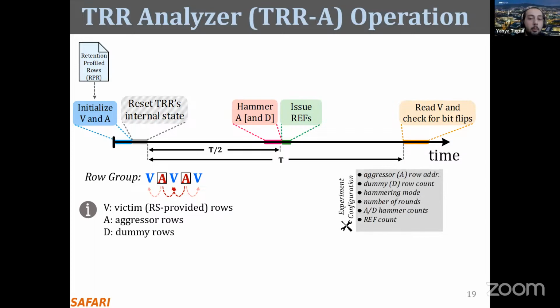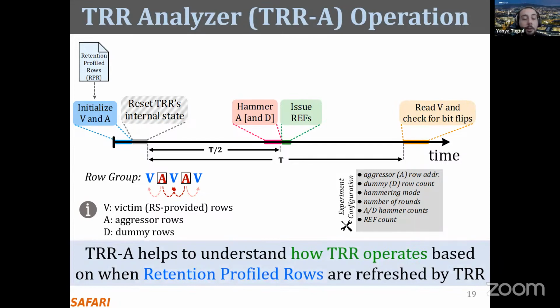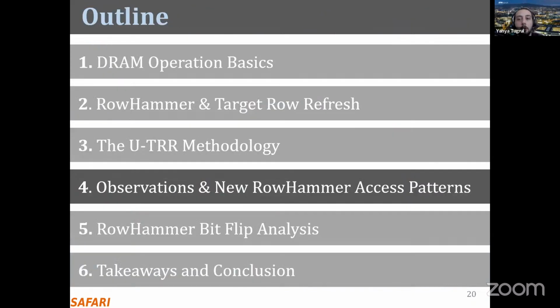The analyzer provides various configuration parameters to study various access patterns. Overall, the TRR analyzer user understands how a certain TRR mechanism operates based on when the TRR mechanism refreshes which of the retention profile rows. So let's look at some of the observations and our newly crafted RowHammer access pattern that bypasses the TRR mechanisms.